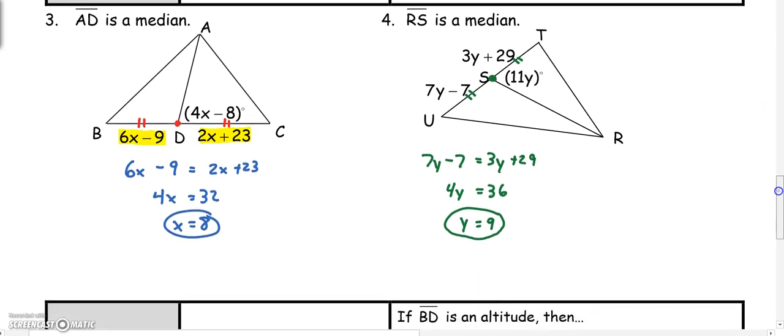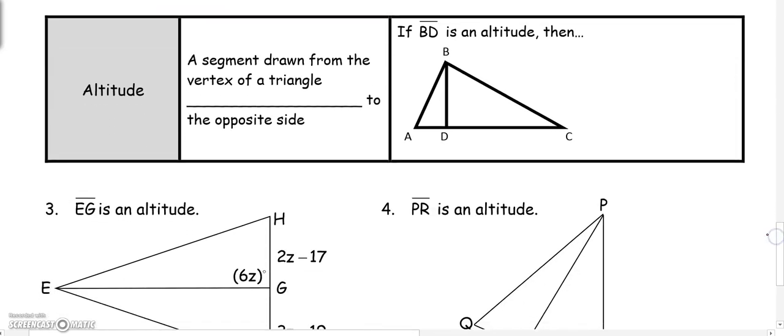The last new vocab word that we are going to look at is an altitude. An altitude is a segment that's drawn from a vertex and is perpendicular to the opposite side. Sometimes altitudes can be drawn outside a triangle. So if I had my triangle here, my altitude would be outside the triangle. But they're most useful when they are inside a triangle. Either way, an altitude is perpendicular, which means a right angle is formed at the intersection point. So let's use that idea to solve for a variable.